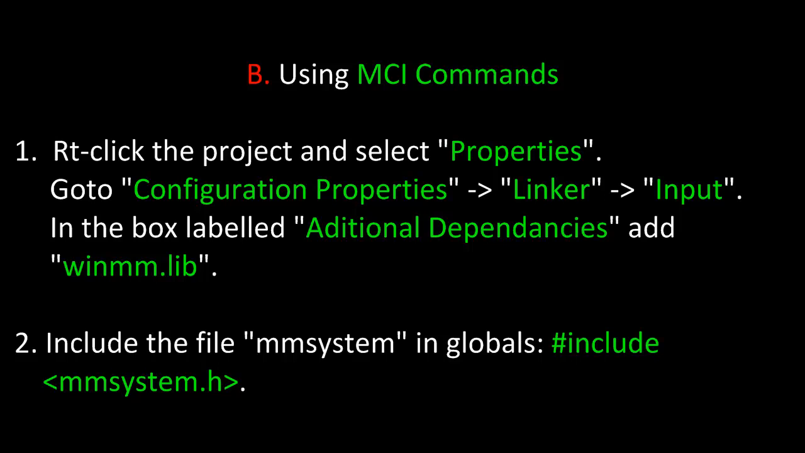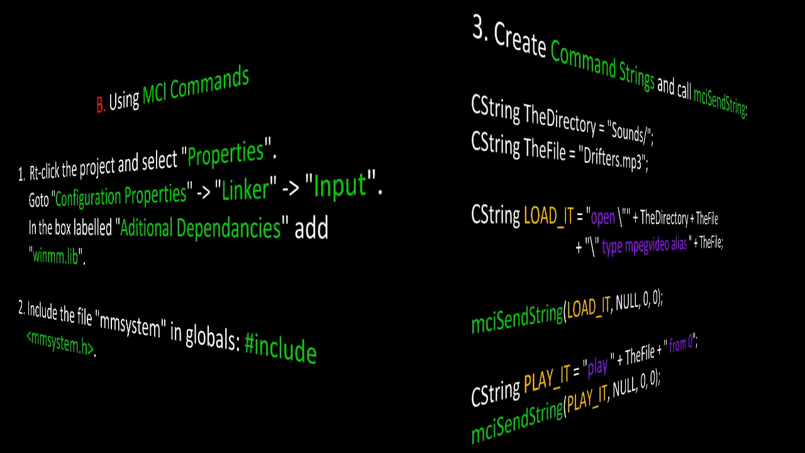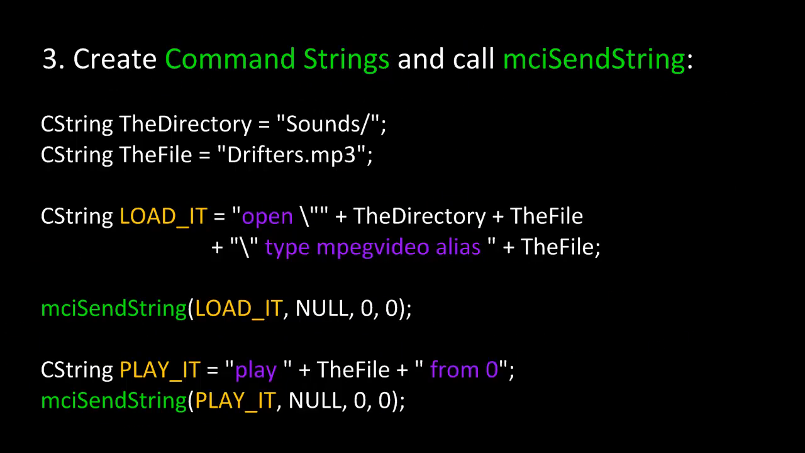To do this, we need to right-click the project, select Properties, go to Configuration Properties, Linker, Input, and in the box labeled Additional Dependencies, add winmm.lib, just like we did with PlaySound. Also, just like we did with PlaySound, we need to include the file mmSystem.h as a header file. All that remains now is to create command strings, kind of like SQL strings, and call the method mciSendString.